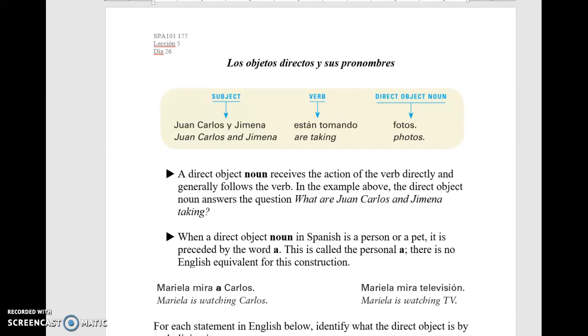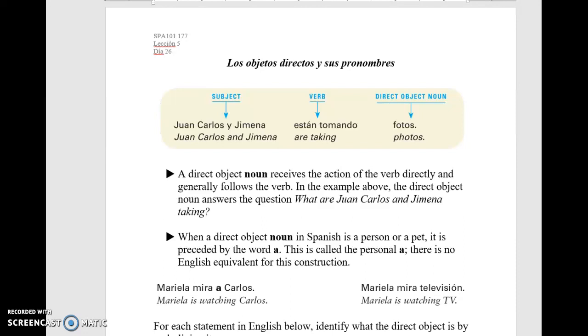Okay? So for example, Juan Carlos y Jimena están tomando fotos. So Juan Carlos y Jimena, they are our subject. Our verb is actually a compound verb of están tomando. And then we want to ask ourselves, what are Juan Carlos and Jimena taking? Well, they're taking photos. So that is my direct object.